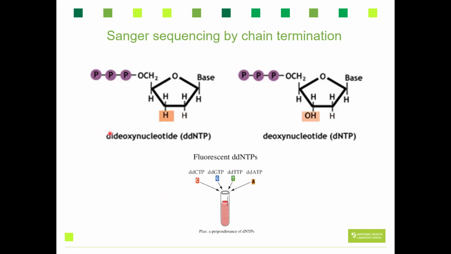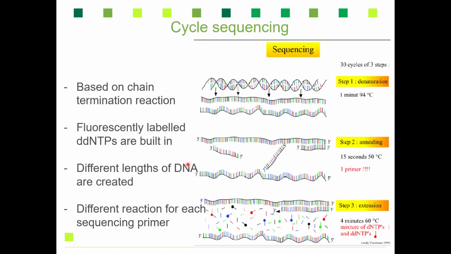And that's the color that we detect in our sequence. Because we know that, for example, red is a C, if we pick up a red color, we know that at that position we have a C, and that's how we determine the sequence. This is very, very brief. If anybody's interested in the details, just let me know.